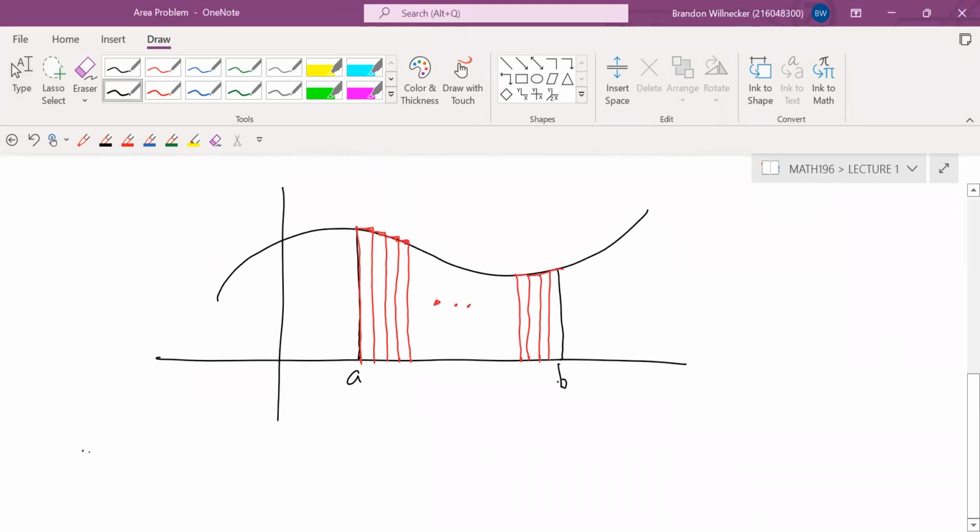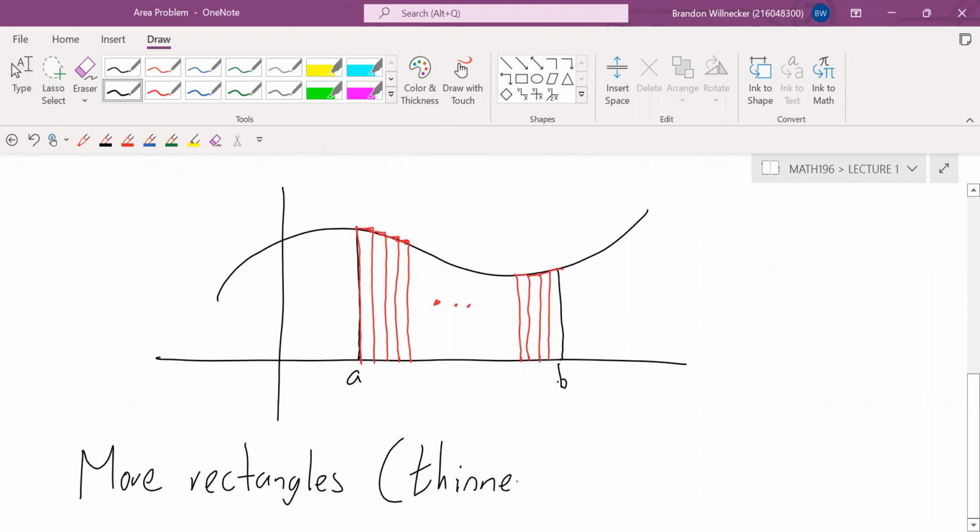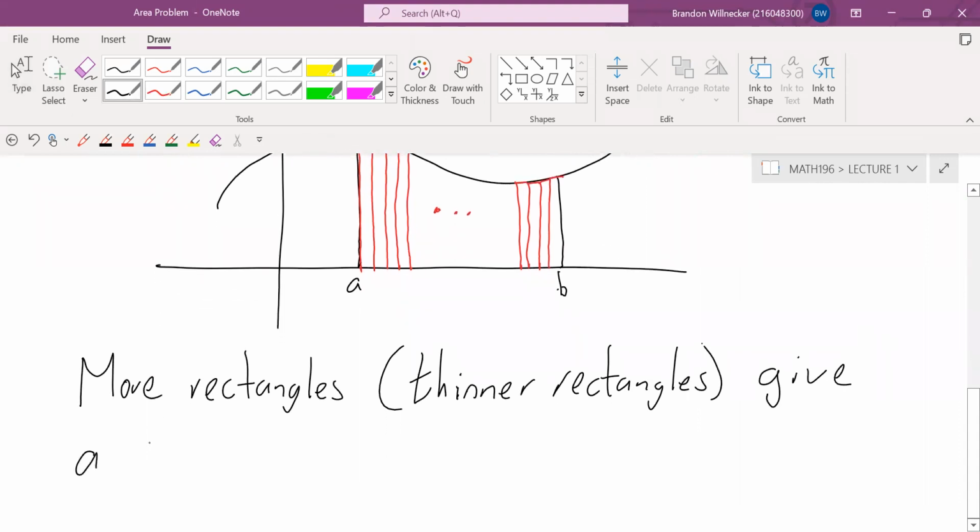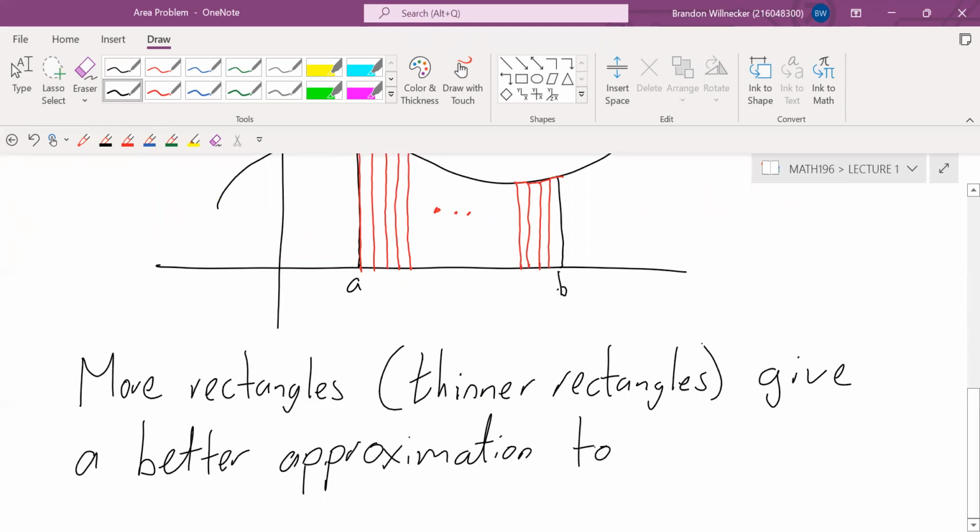So more rectangles, or in other words, thinner rectangles, give a better approximation to the exact area that we're trying to find.